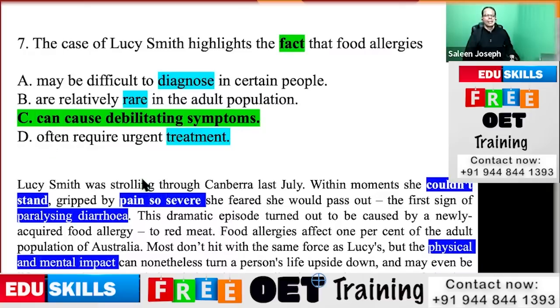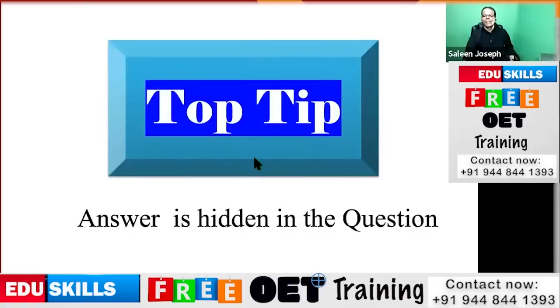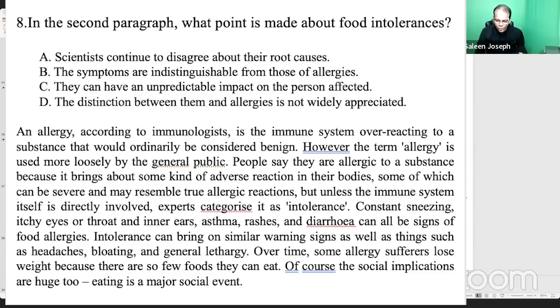And you have to fill in the circle in the answer sheet. Make sure that you fill it correctly. Okay. Top tip, answer is hidden in the question. Do you have energy to go on?